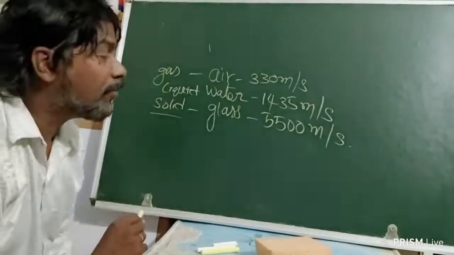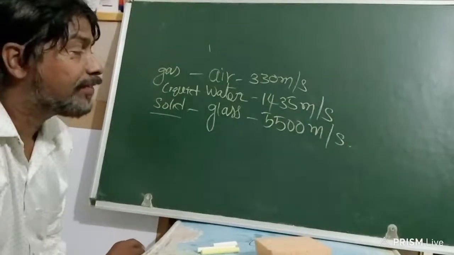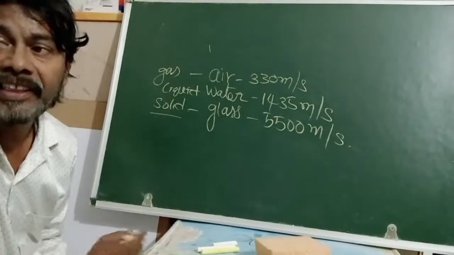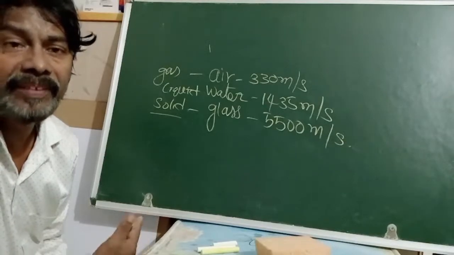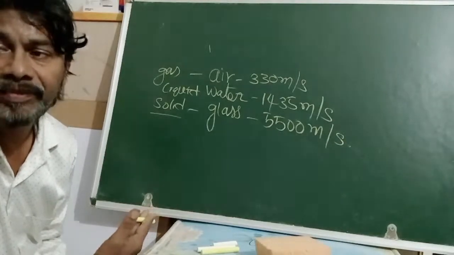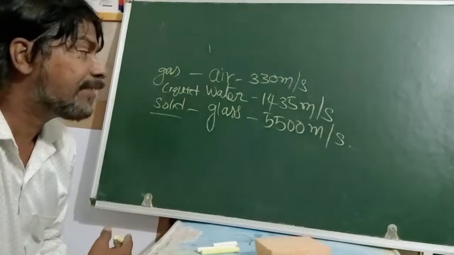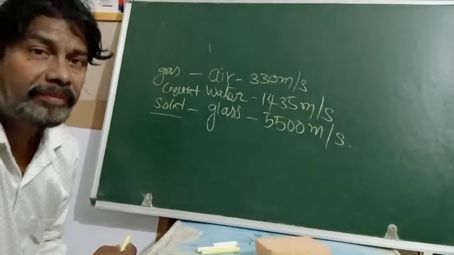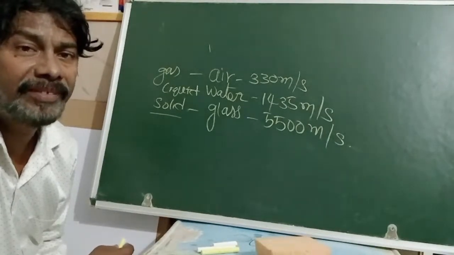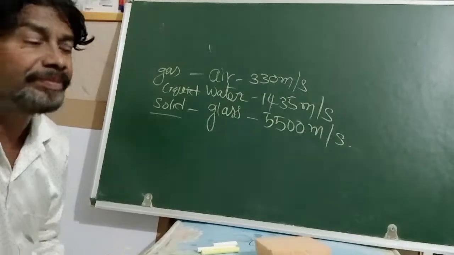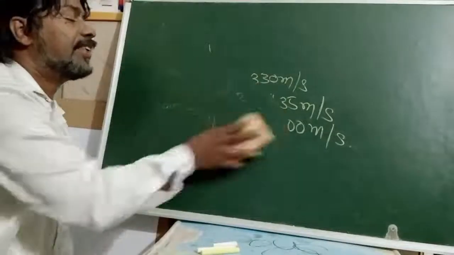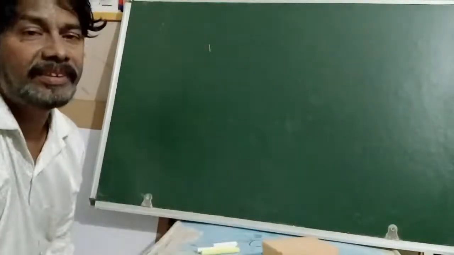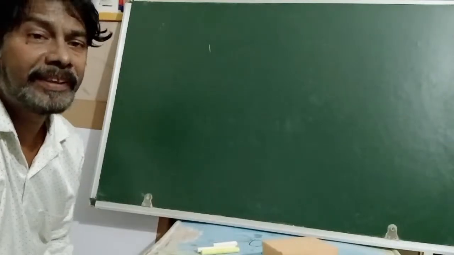So sound propagates or travels with the highest speed in solids than liquids and gases. It is due to the elastic nature and inertia. Understand? So velocity of sound in air is 330 meters per second. Velocity of sound in water is 1435 meters per second. And velocity of sound in glass is 5500 meters per second.